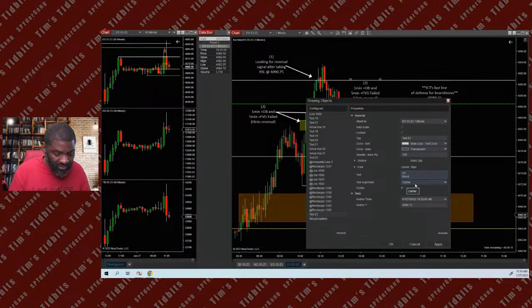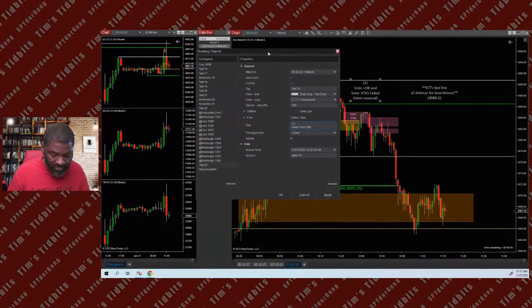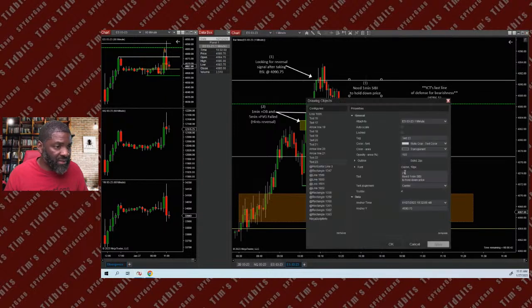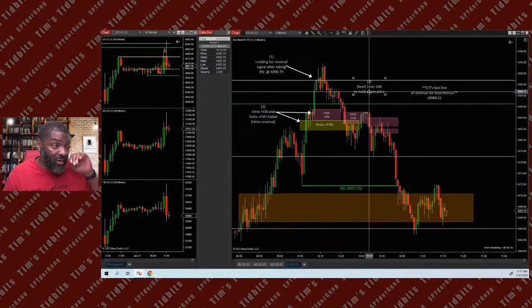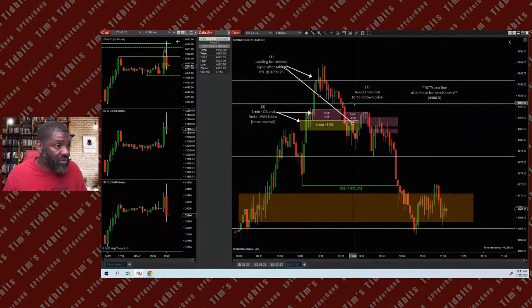Need one SIBI to hold down price. That was when I was like, if that holds down price, the bullishness is off. Right. So need that to hold down price.